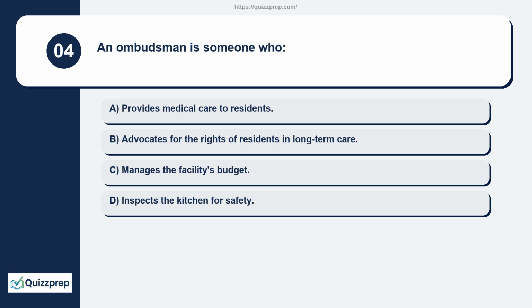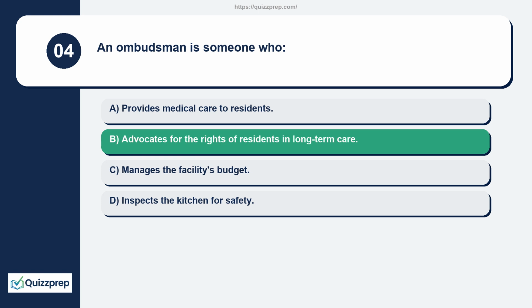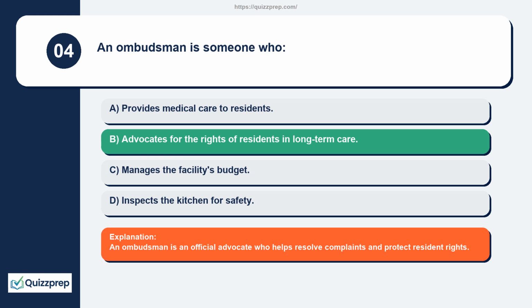Question 4. An ombudsman is someone who provides medical care to residents, advocates for the rights of residents in long-term care, manages the facility's budget, inspects the kitchen for safety. An ombudsman is an official advocate who helps resolve complaints and protect resident rights.